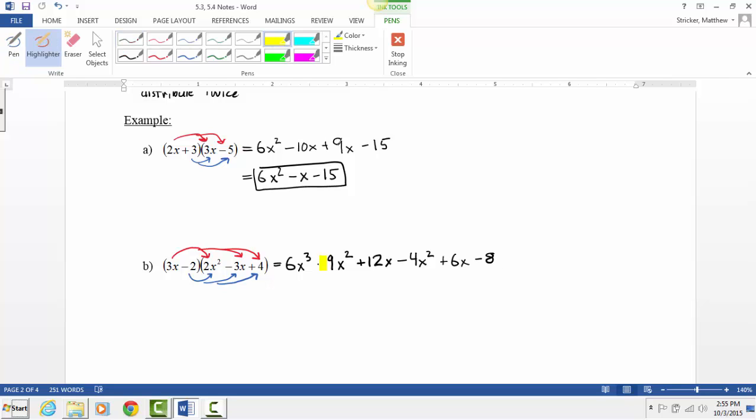Go and combine some like terms here. Negative 9x squared, negative 4x squared, and positive 12x and positive 6x. We have 6x cubed. Combine the yellow like terms. Negative 9 added to negative 4 is negative 13x squared. Add the blue terms. 12x and 6x is positive 18x. And then the minus 8 on the end.